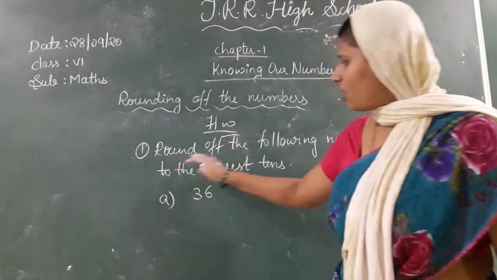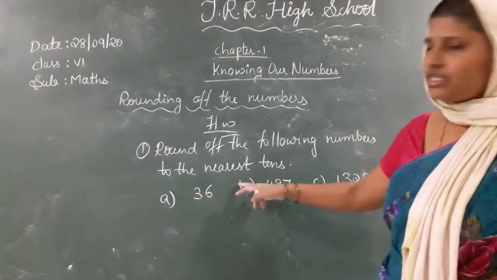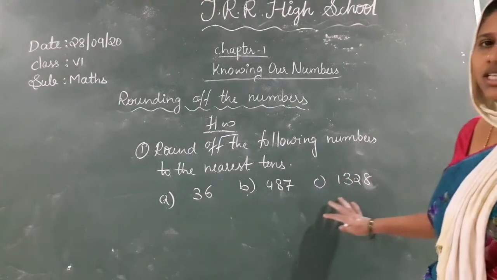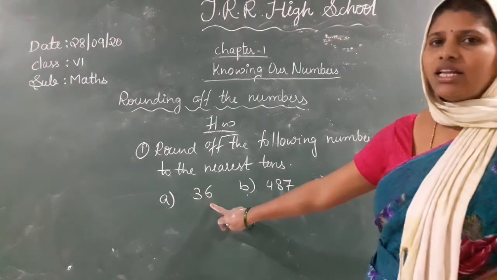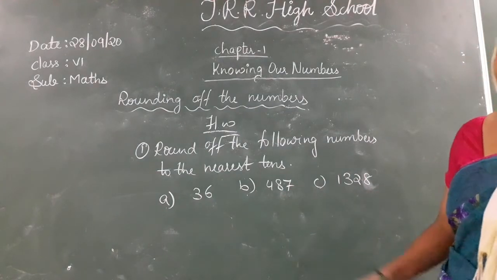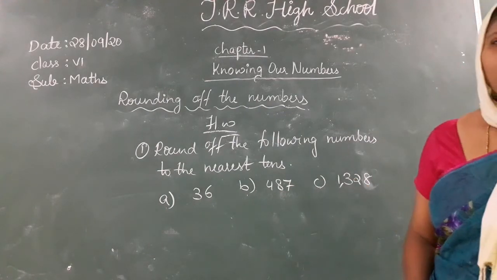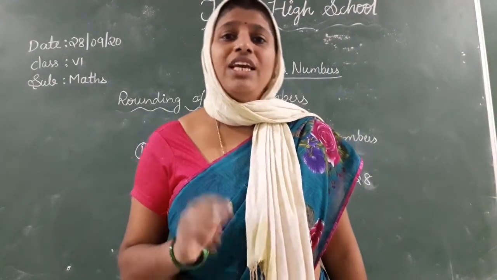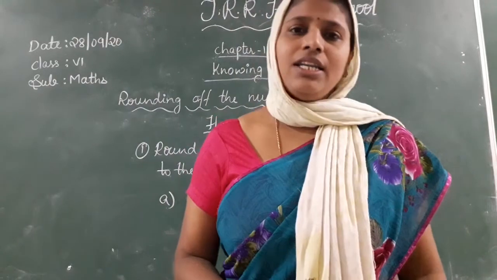Again I am reading. Round off the following numbers to the nearest tens. So once again you go through your video and try to simplify these three questions. The first one is 36, 487, and 1328. Okay, children, and we'll meet in the next class with rounding of numbers to the nearest hundreds. We will learn in the next class.